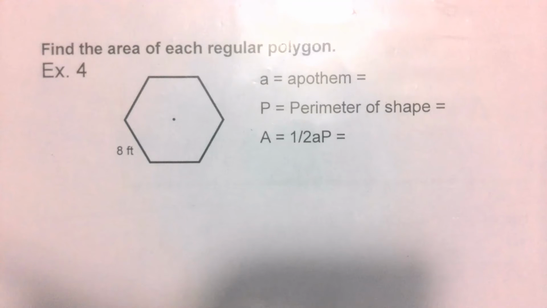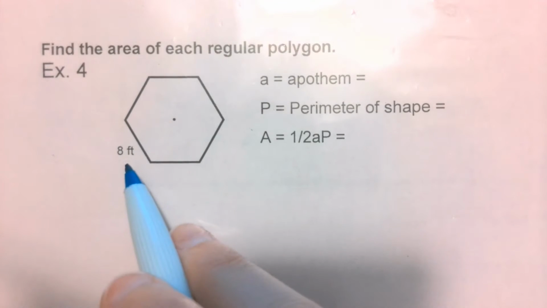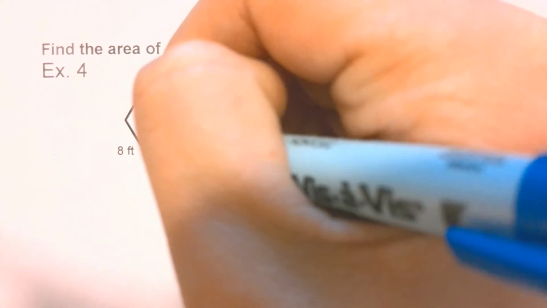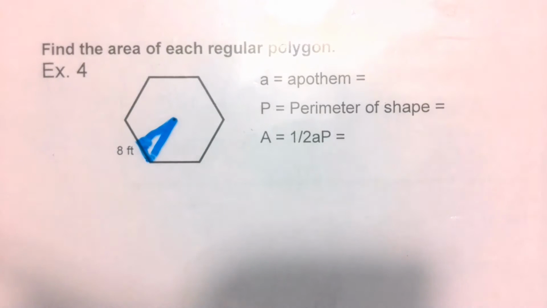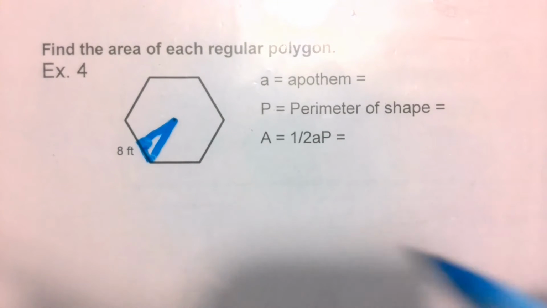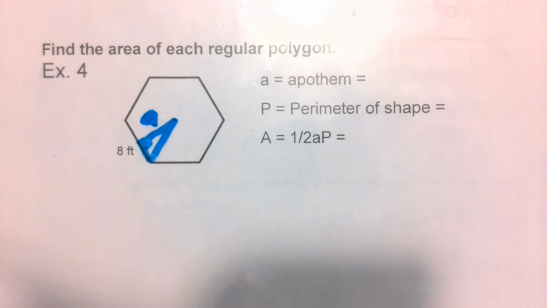So for example 4, still looking for the same information. I need the apothem and the perimeter, going to put that into my formula for the area. But like I said, we only have one length. So I've got this 8 feet. I'm going to go ahead and draw in the triangle that I will use to find the apothem. Remember, I don't need the radius for my formula, so unless my radius is in the problem and I can use it, I don't need to find it. So I'm only needing to find the apothem in this situation.